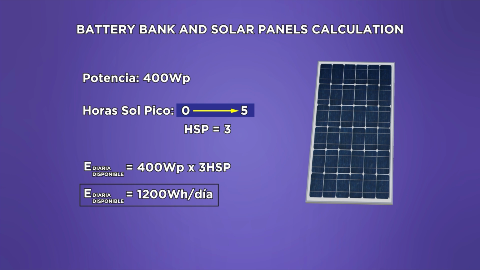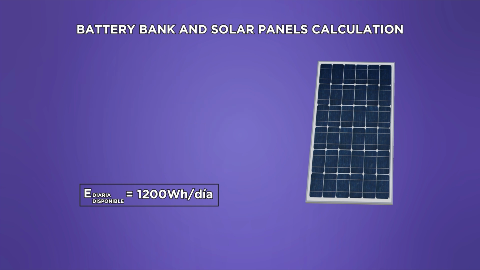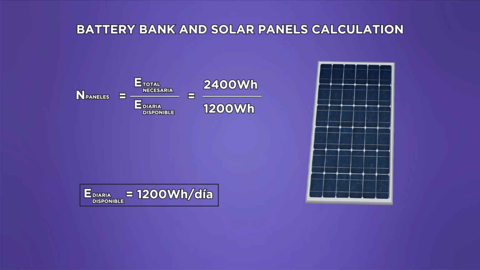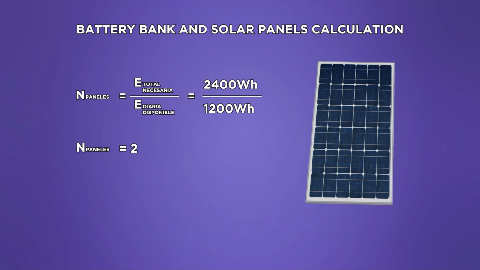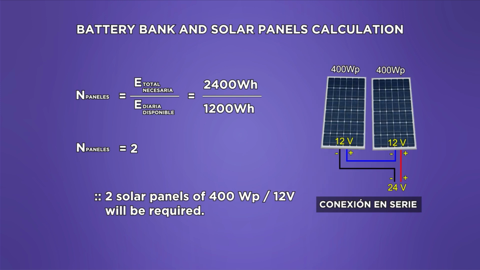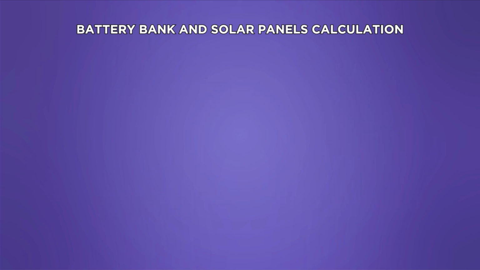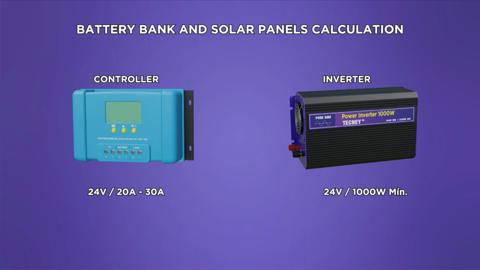With this value, we can now find the number of solar panels that we will need. The number of panels is equal to the total energy needed, that is, that of the batteries, which was 2,400 watt-hours, divided by the daily energy available from each solar panel, which was 1,200 watt-hours, giving us a result of 2. Therefore, it will require 2 solar panels of 400 watt-peak at 12 volts. These panels must be connected in series to obtain the 24 volts necessary to charge the batteries. Regarding the charge controller, it has to be 24 volts and with a current between 20 to 30 amps.